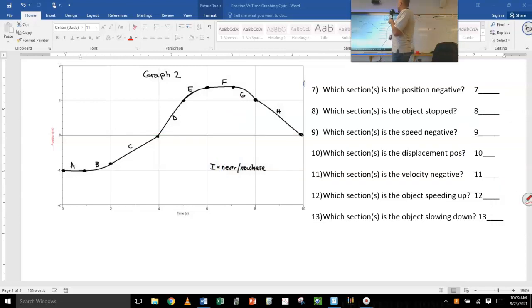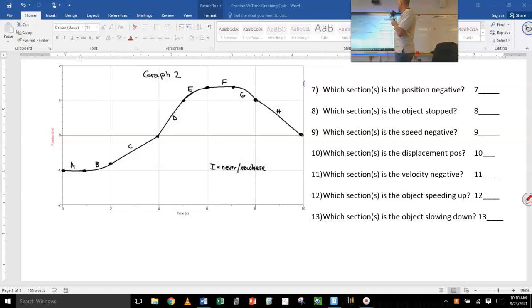Part number 8, which section or sections is the object stopped? Where is it a horizontal line? A and F. A and F. That's where the line is horizontal. And this one looks like it's sloped up. If you asked me, I told you, if it looks horizontal, it is horizontal, and that's totally what's going on at A and F. Number 9, which section or sections is the speed negative? There it is again with that trick question. Never. In this case, never or nowhere.